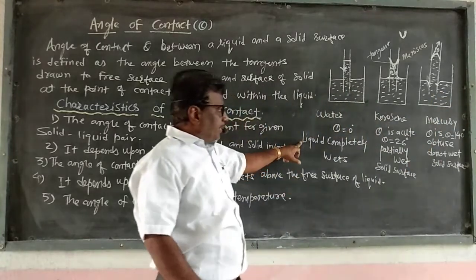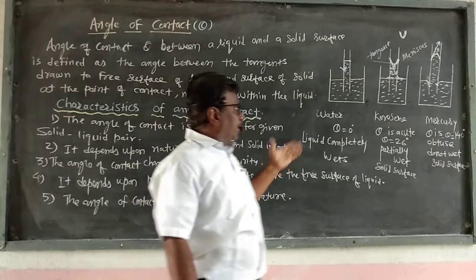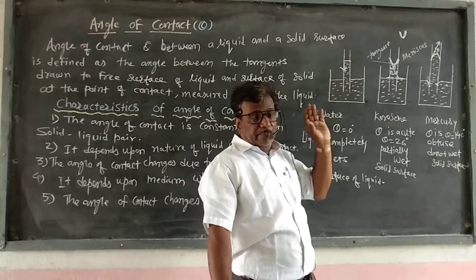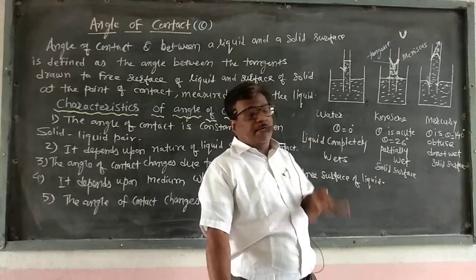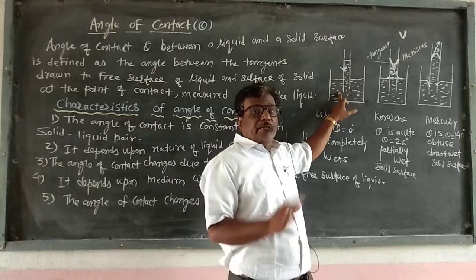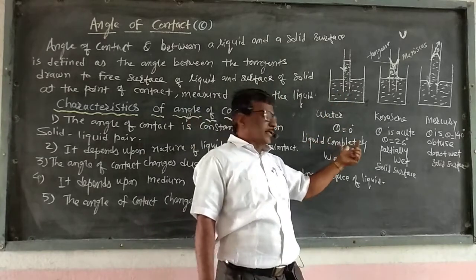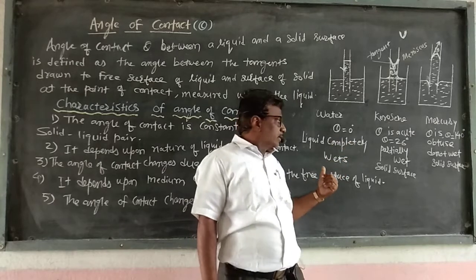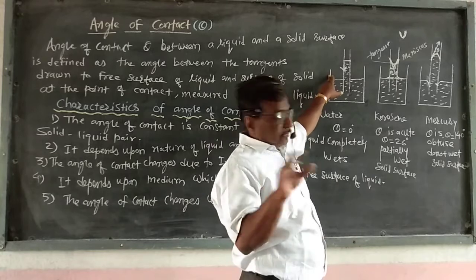So when a liquid completely wets, it means when we take water in a beaker and the water is thrown out, some particles of the water stick to the beaker. That is known as a liquid which completely wets. For that there is a plane angle.